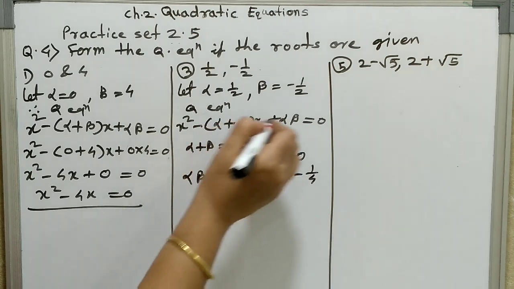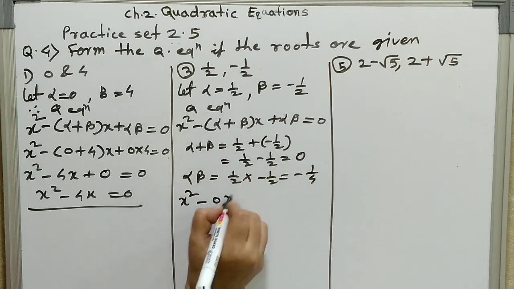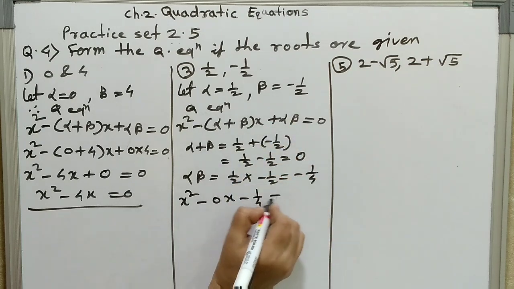So substitute the values in this equation. So x square minus alpha plus beta, which means 0x, and here alpha into beta, minus 1 upon 4. So minus 1 upon 4.